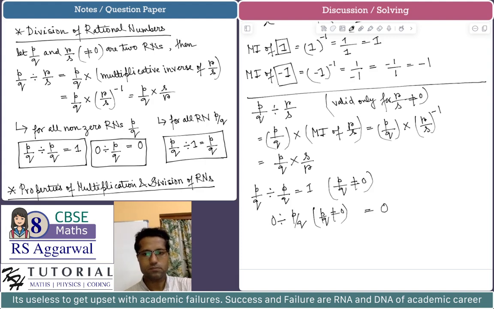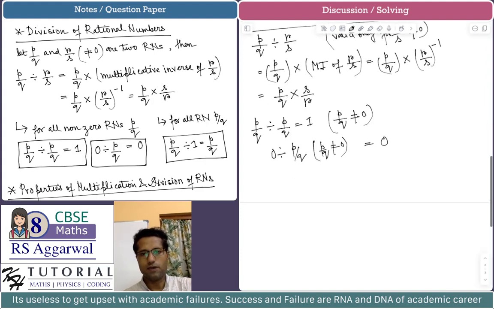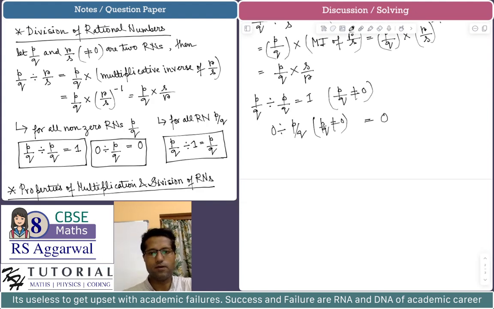So these are the division of two rational numbers. Now what about the division of three or more rational numbers? The concept is the same. If you have an expression like p by q divided by r by s divided by t by u, how do you simplify or evaluate this?